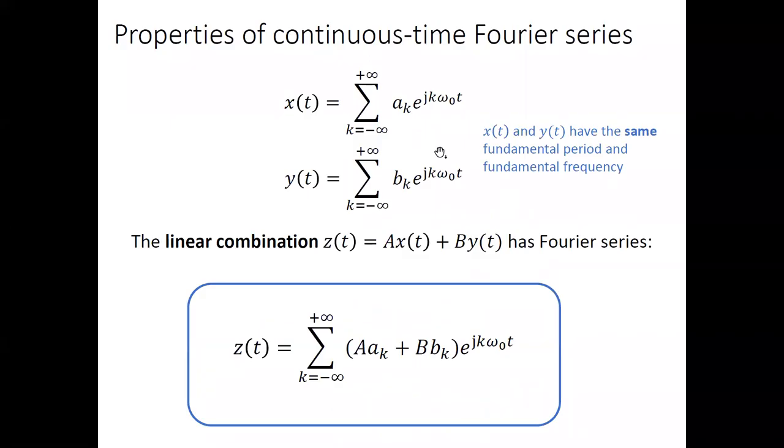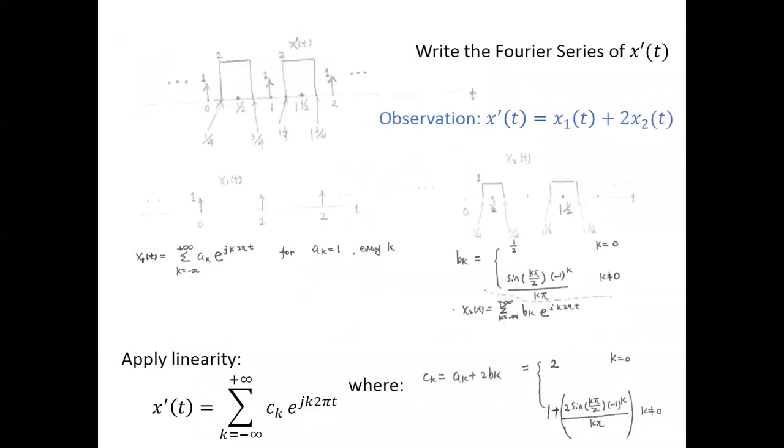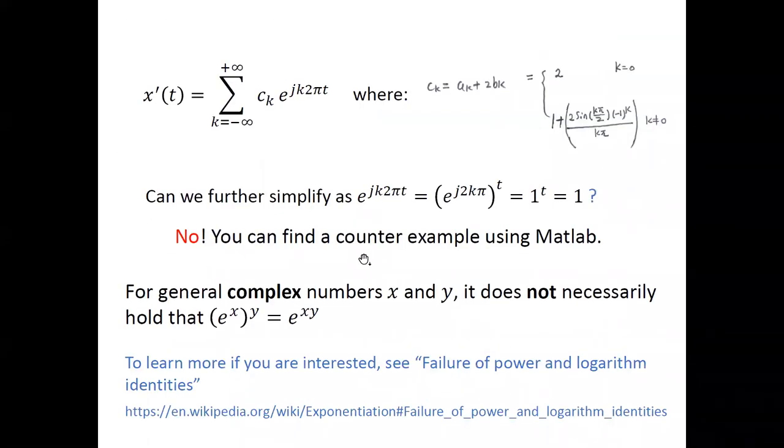And then we have a linearity property for Fourier series. The property itself is intuitive, but one thing which I put a remark on the slide after the class is that for this result of the particular example, even if we have exponential jk 2 pi t, we cannot simplify in this way.